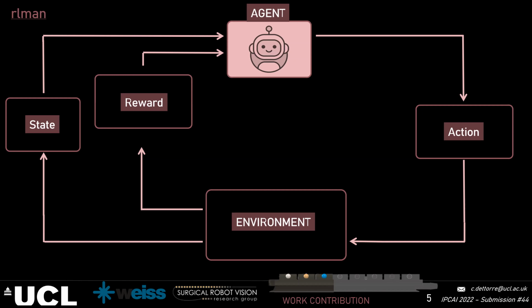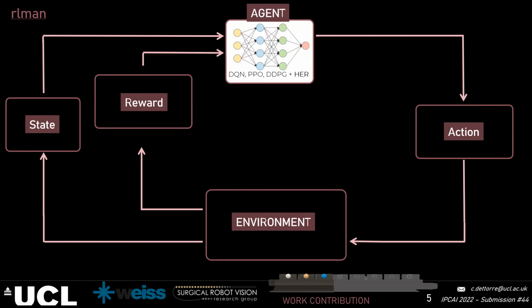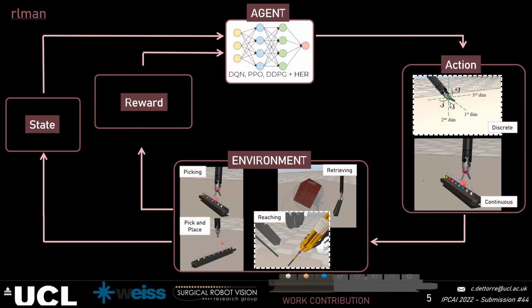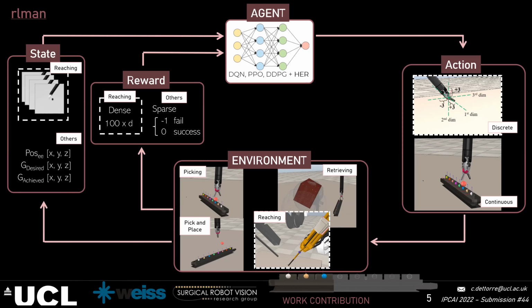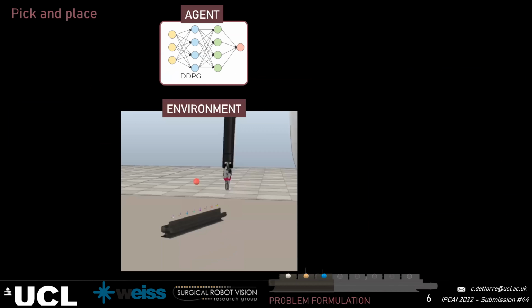Before getting more into details about the methods, it's important to specify that in order to be able to use reinforcement learning to solve these tasks, the entire problem needs to be defined as a Markov decision process, which can be formalized as an agent that is able to act over an environment, and it gets as feedback the state information and the reward. Let's have a closer look at the pick and place task, for example.